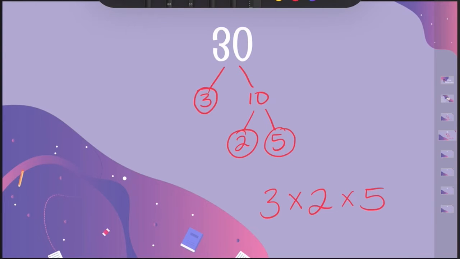And you can always double check your work, right? Because you can just do the multiplication to solve it. And if you end up with your same number that you started off with, you know it's correct. So 3 times 2 is 6. 6 times 5 is 30. So I know it's correct.